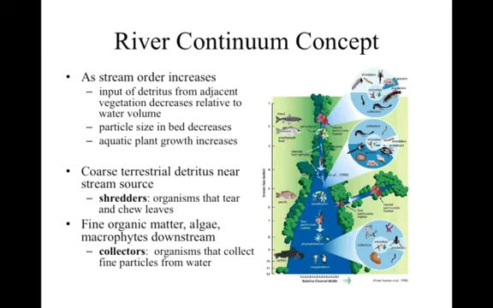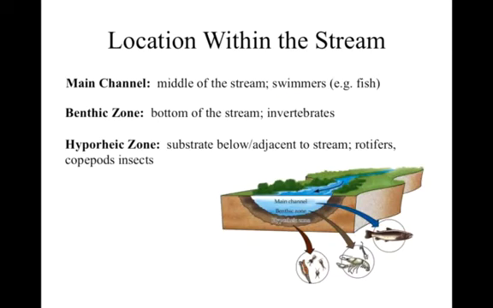As I move down to the much higher order streams where I've got a big amount of water and less detritus coming in, at least relatively, I have a lot of fine organic matter, algae, macrophytes, and what I get in those areas are what are known as collectors. These are organisms that collect fine particles from the water. They can't chew up big leaves, they're just taking the little already chewed up pieces and using that.